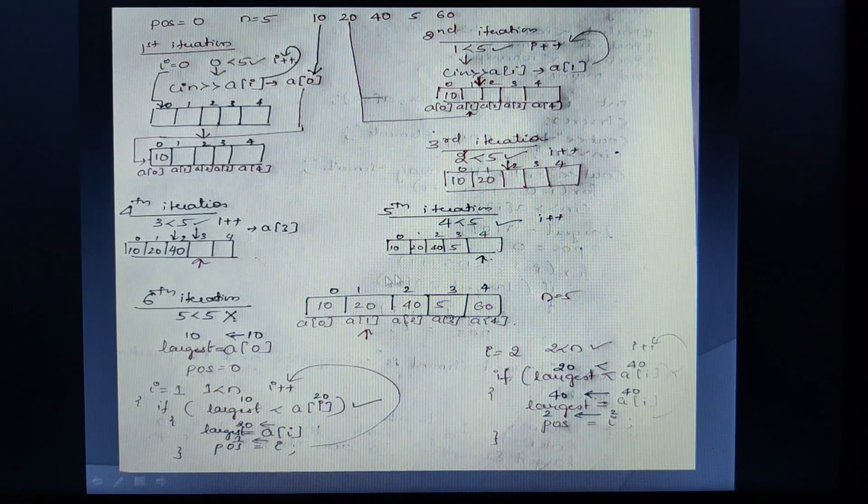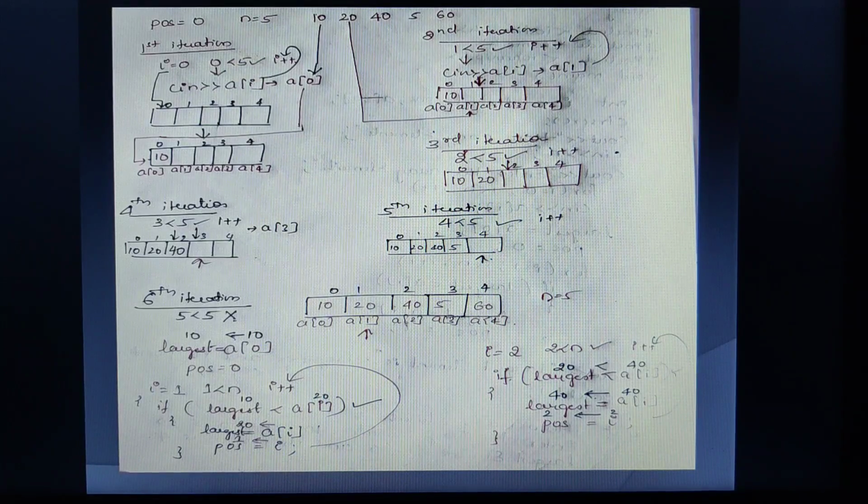Therefore, we get an array as 10, 20, 40, 5 and 60 with these locations and subscripts. Then again after that, I gets incremented. When I gets incremented, the value of I will become 5. So 5 is less than 5? The condition fails, and hence it will stop reading the elements or inserting the elements.